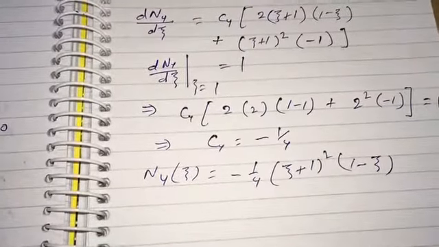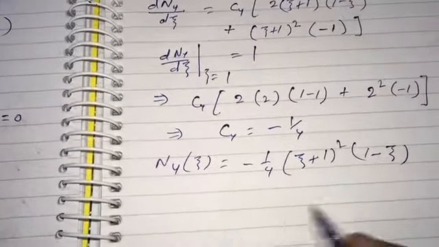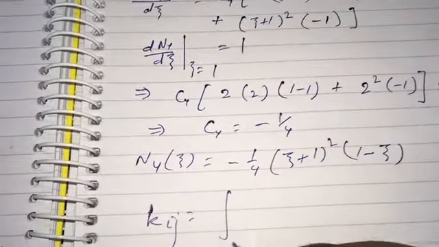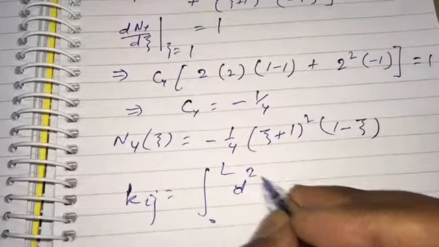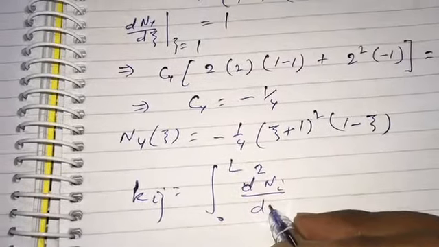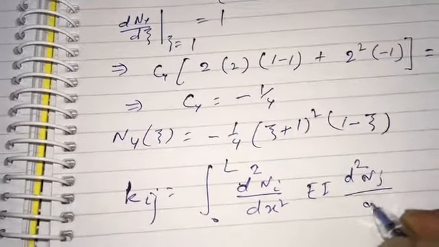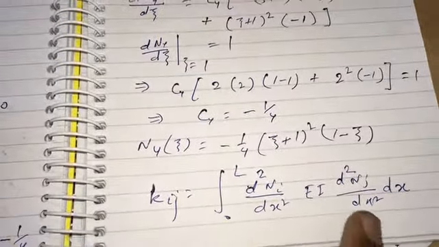Okay. So we got all n1, n2, n3, n4 in terms of xi, and what we have is kij equal to integral 0 to L of d square ni over d x square ei d square nj over dx square dx. Now we can write in terms of xi only. Okay, so that we will do now.